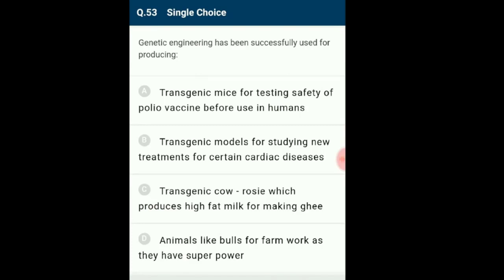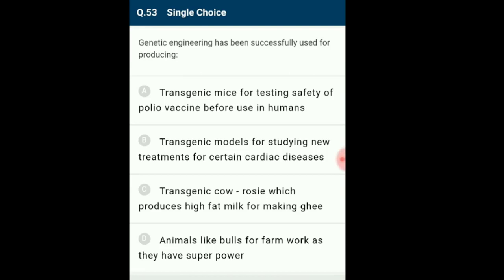Genetic engineering has been successfully used for producing transgenic mice. Many transgenic mice are designed to increase our understanding of how genes contribute to development of diseases. Transgenic mice are being developed for use in testing the safety of vaccines before they are used in human beings. For example, transgenic mice are being used to test the safety of polio vaccine.